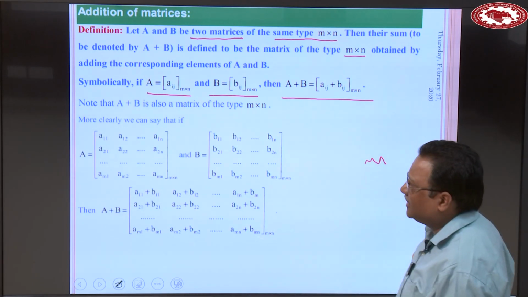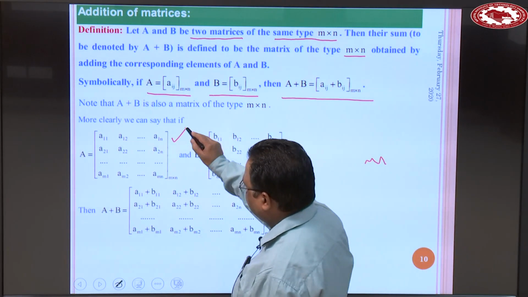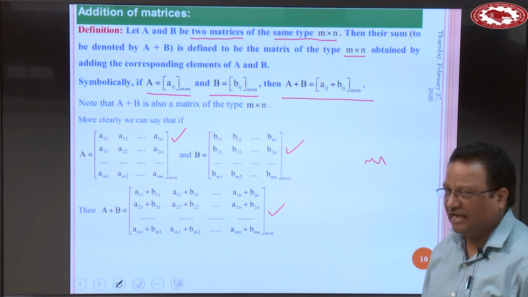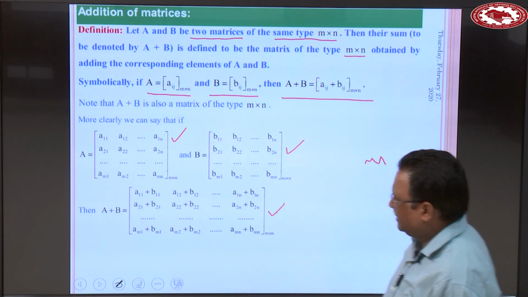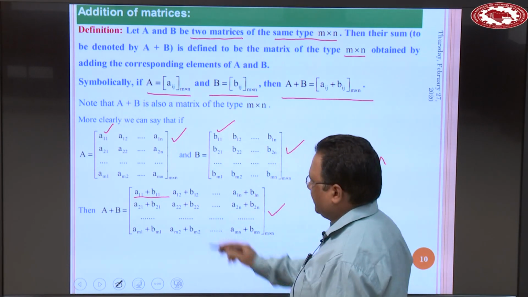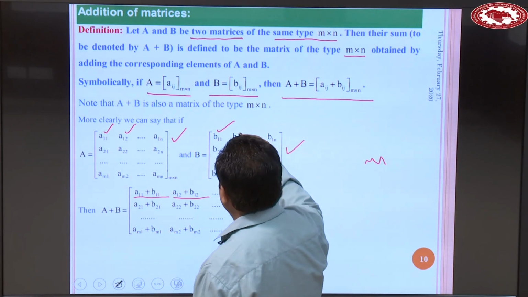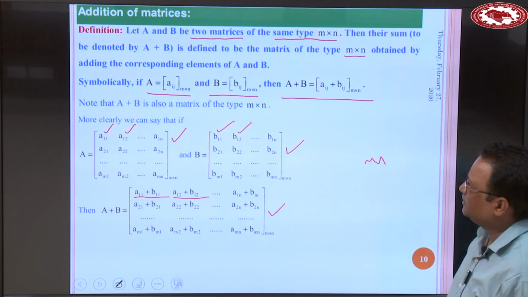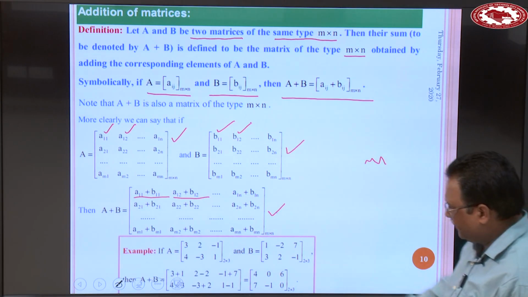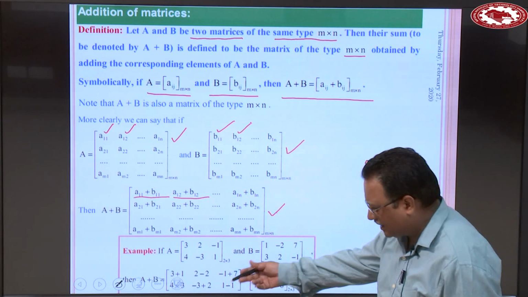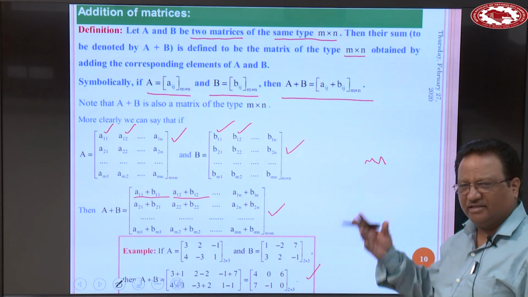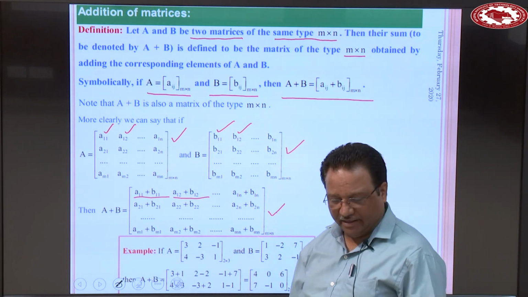Okay. And more clearly, we can say that if A is this, B is this, then A plus B is this. Just add corresponding elements of these two matrices. First one is A11 plus B11, then A12 plus B12, and corresponding elements you can add. Okay. So, that one is the addition of matrices. If A is equal to this, B is equal to this, then you can calculate A plus B, very simple form. Okay. So, you have already discussed all these basic definitions in +2.